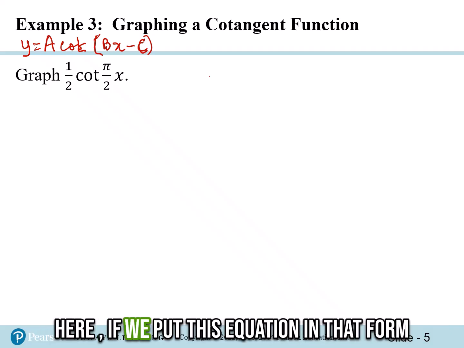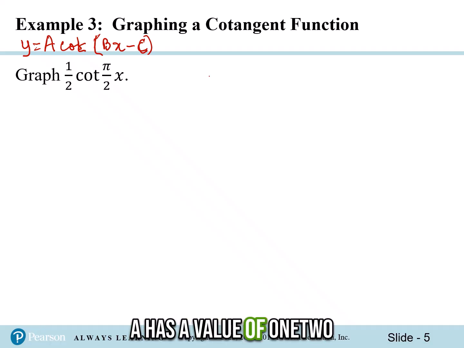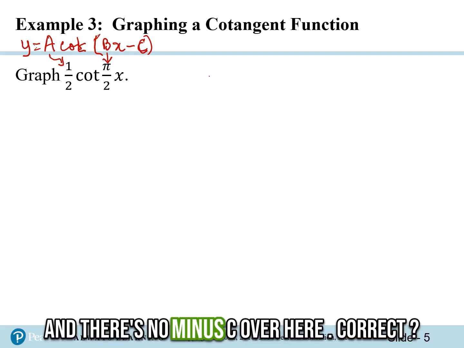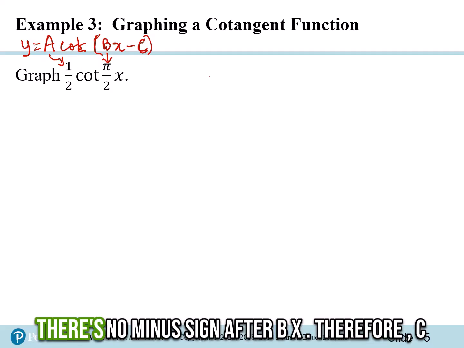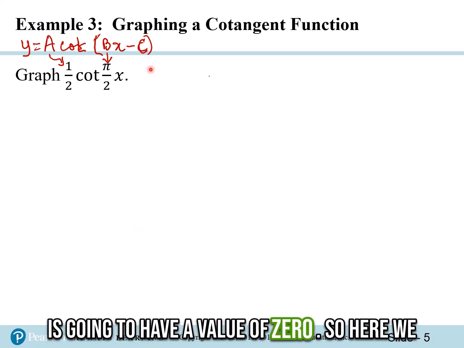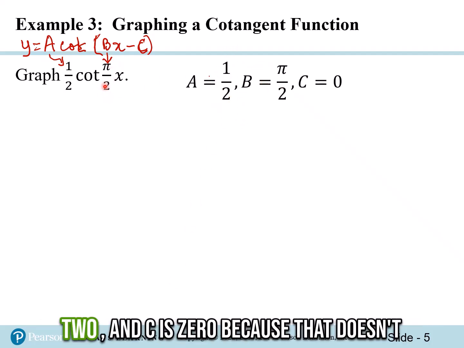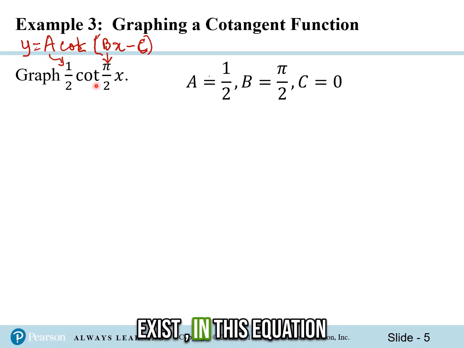So over here, if we put this equation in that form, a has a value of 1/2, b would have a value of pi over 2, and there's no minus c over here, correct? There's no minus sign after the bx. Therefore, c is going to have a value of 0. So here we go. We have a equals 1/2, b equals pi over 2, and c is 0 because that doesn't exist in this equation.